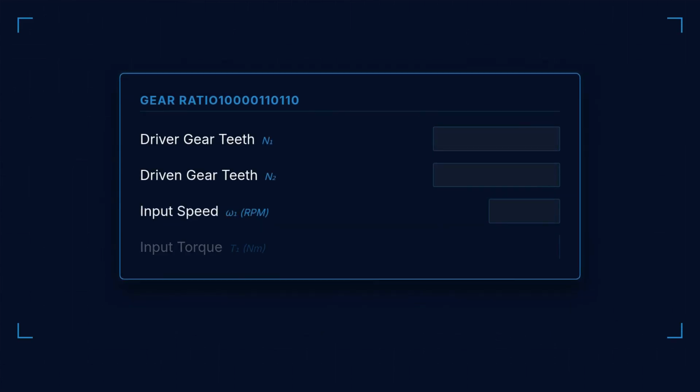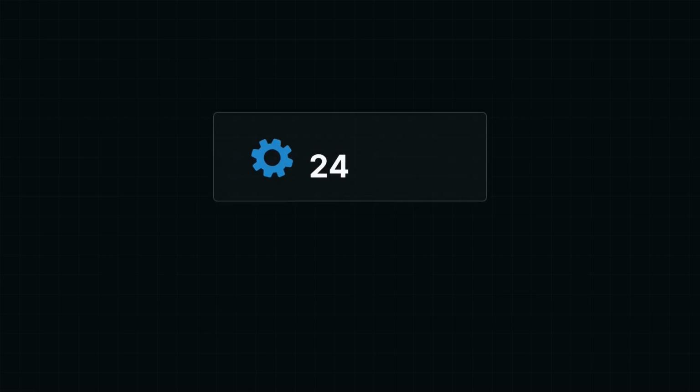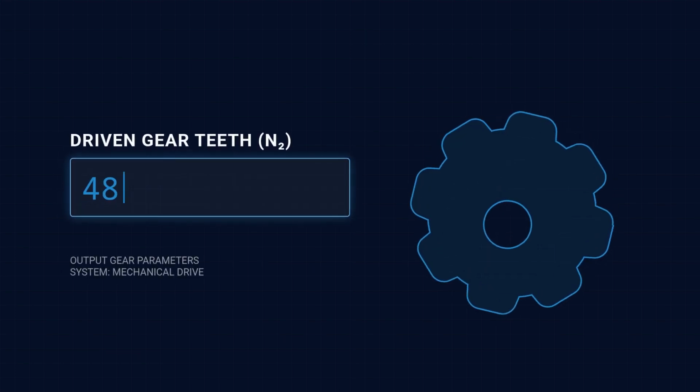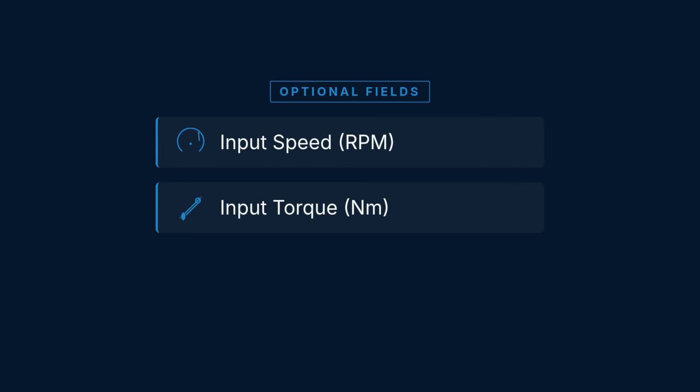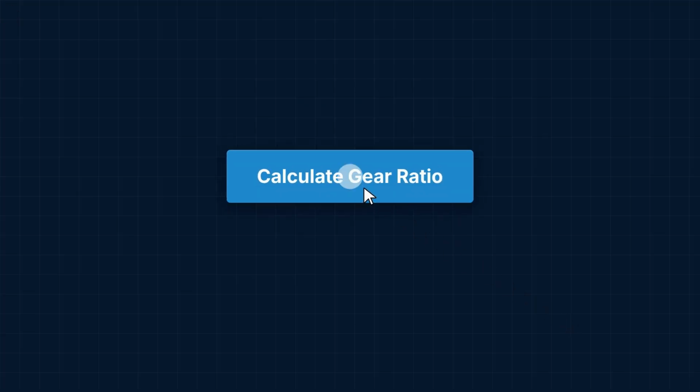First, we have driver gear teeth N1, where you enter the number of teeth on your input gear. Next is driven gear teeth N2 for the number of teeth on your output gear. The calculator also includes two optional fields, input speed in RPM and input torque in Nm. Simply enter your values and click Calculate Gear Ratio.